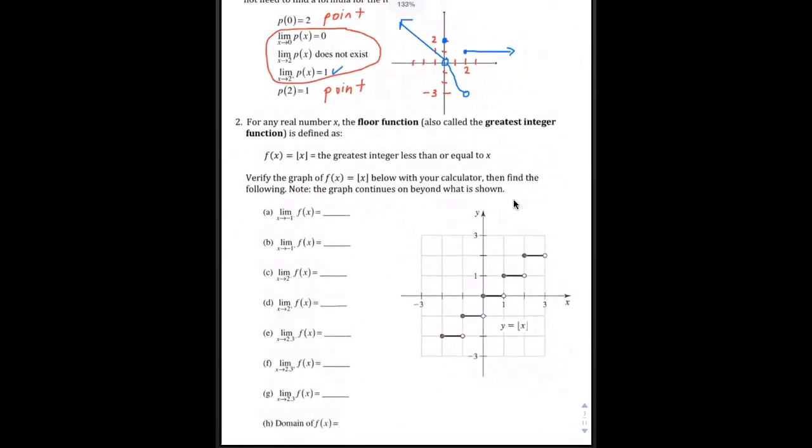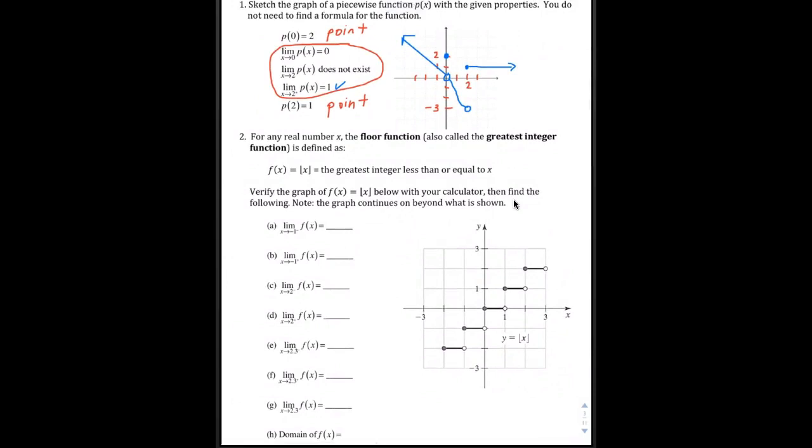Okay, let's take a look at another graph here. It's a special function called the floor function or the greatest integer function. It looks like this. It's not quite square brackets, and it's not absolute value. We've got these little legs kind of at the floor. So it's the greatest or the largest integer that's less than or equal to x, whatever that value is.